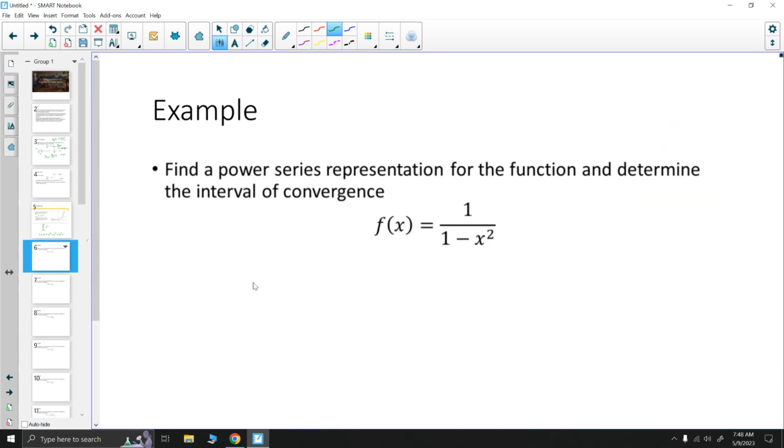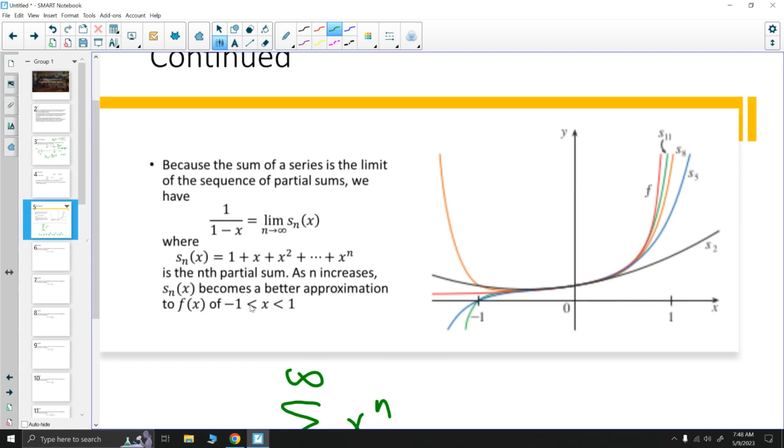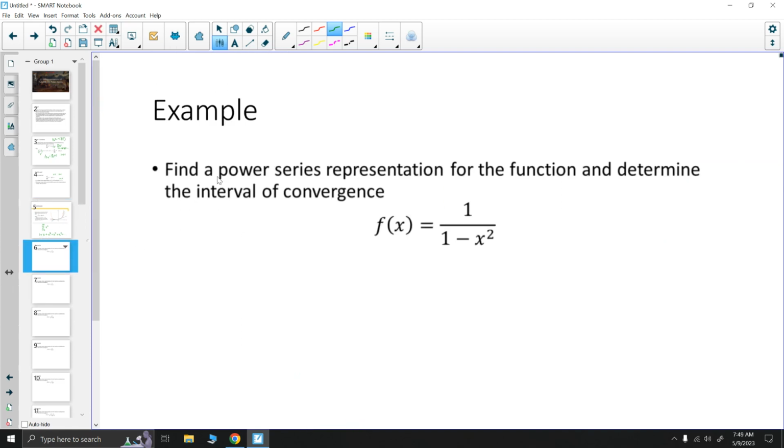Okay. So let's talk about finding a power series representation of this function, and we're going to determine its interval of convergence. So that's another thing, again, I talked about this interval from -1 to 1. Basically, that interval of convergence is where our function and our sum are the same. So it only applies when x is between this interval of convergence, which we said was from -1 to 1 in our previous one. Okay, so find a power series representation of this function and determine the interval of convergence.